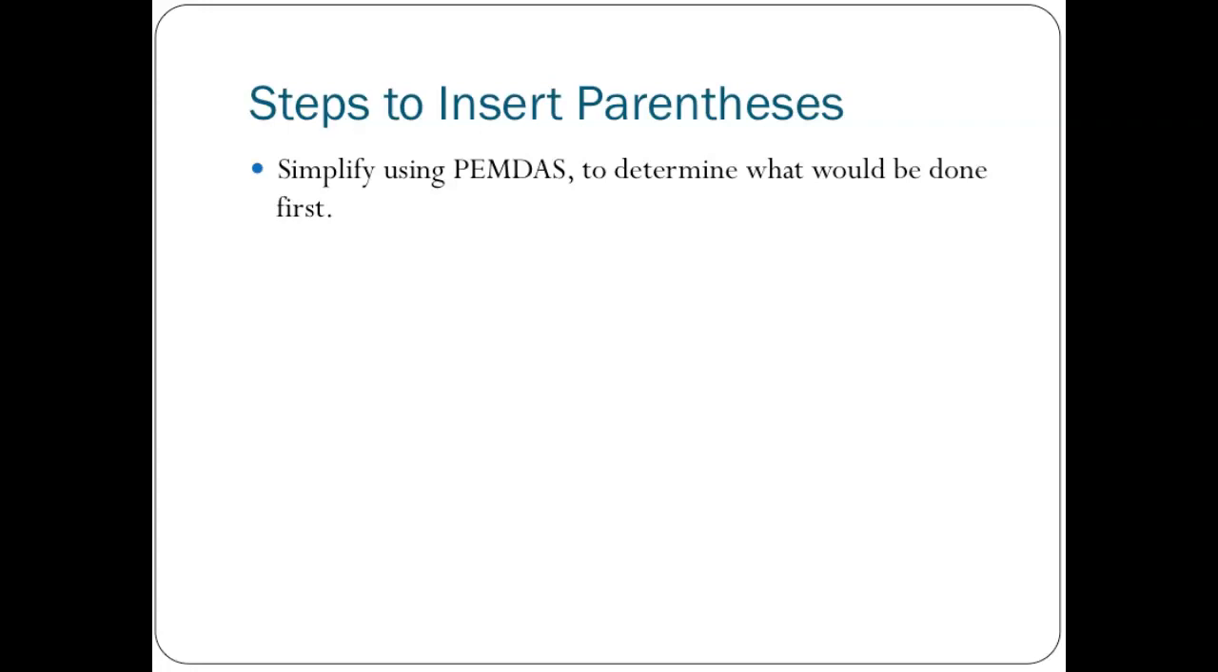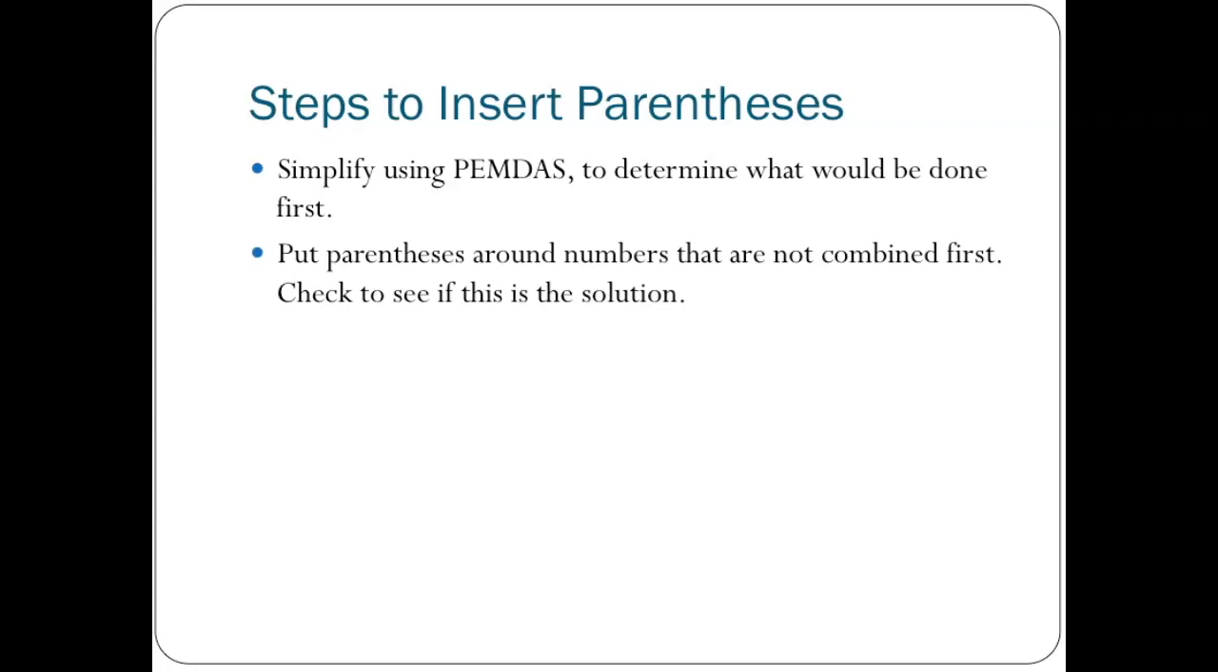Then what you would do is you would put parentheses around numbers that are not combined first. So if normally the exponents would be done first before multiplication, then try putting parentheses so that numbers will get multiplied before it gets raised to an exponent. So put parentheses around numbers that are not combined first and check to see if this is a solution. See if this actually gives you the answer you're trying for. And lastly, most importantly, don't give up, keep trying. A lot of this is going to be trial and error.